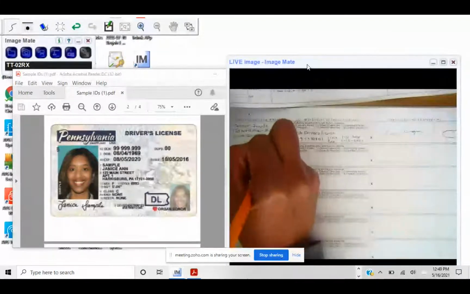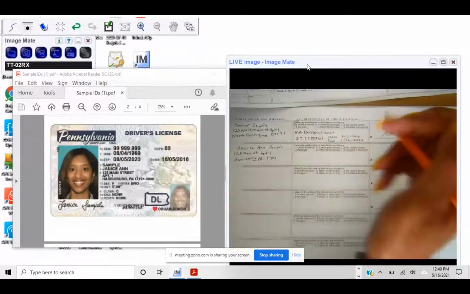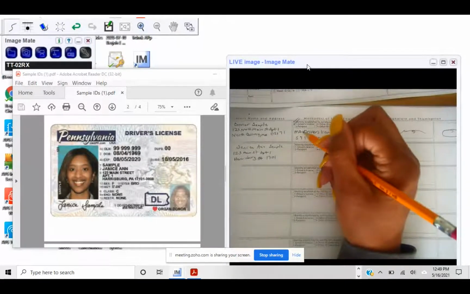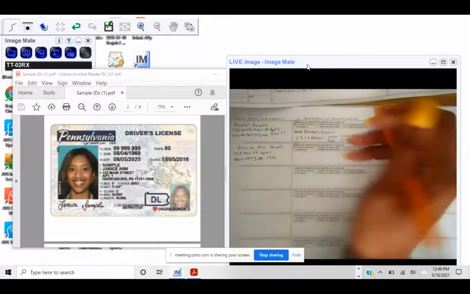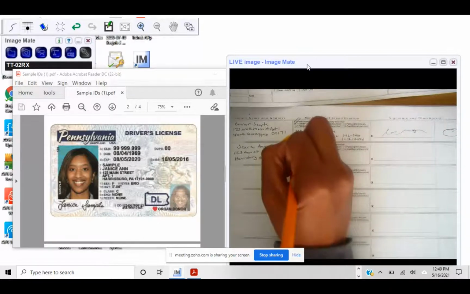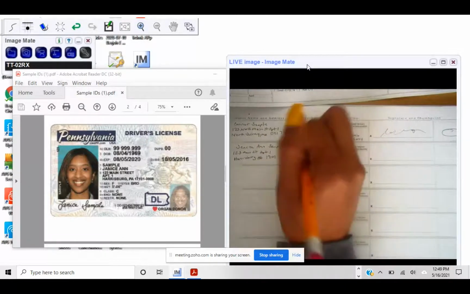Pennsylvania, 17101. Okay, she identified herself by establishing satisfactory evidence. It was a driver's license, and I'm going to put the driver's license information. So we have, where's her ID number? Okay, it's all those 9s at the top. Okay.